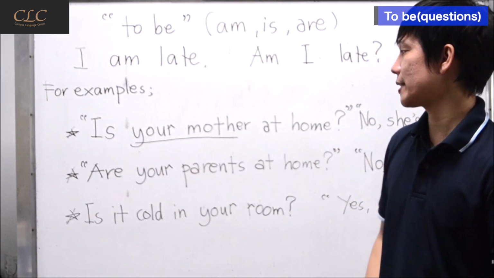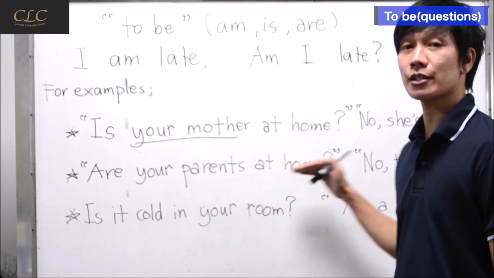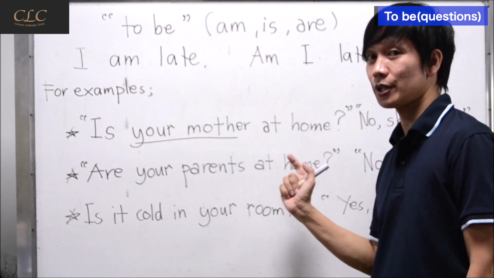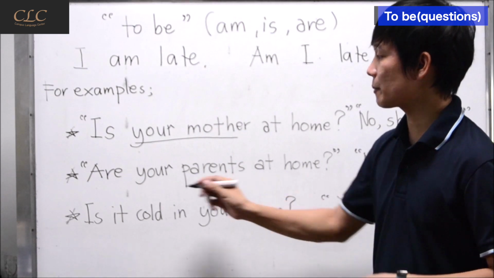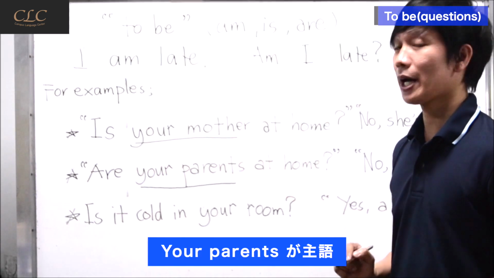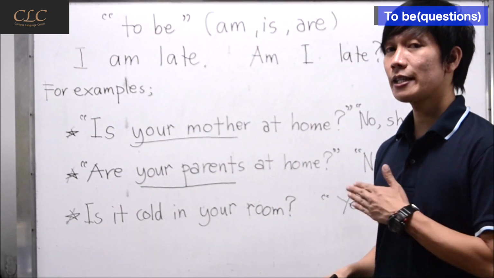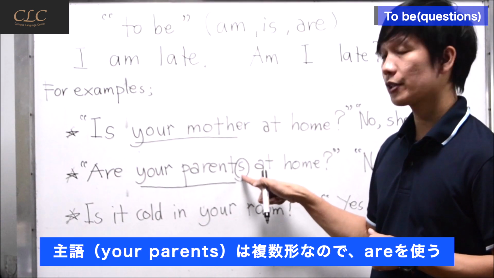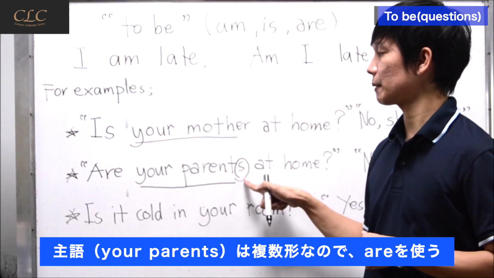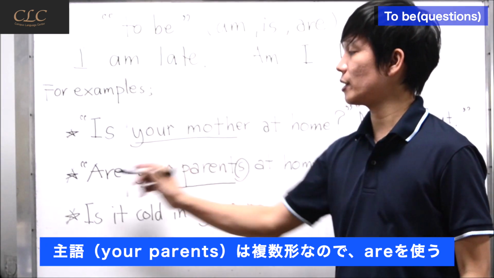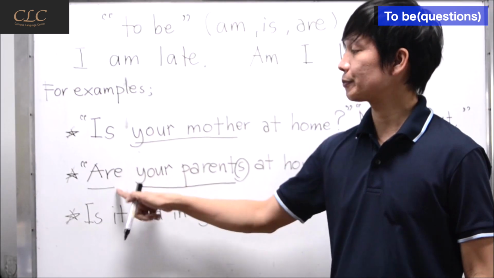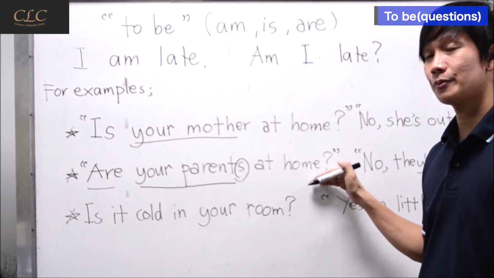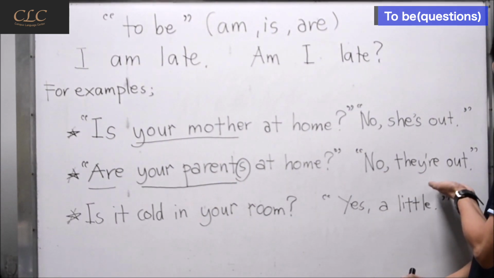Okay, how about here? Next example: are your parents at home? What is the subject in this question? Right, the subject is your parents. So what is the number of the subject? The number is plural. There is an S here, parents. So we should use the be verb are. Are your parents at home? No, they're out.